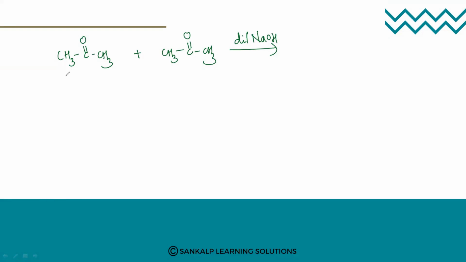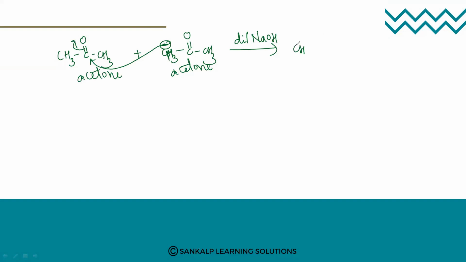Now, what is this? It is acetone. So acetone in the presence of dilute NaOH, a strong base. What is happening? There will be abstraction of a proton, and it will form a carbanion. So this will attack here.